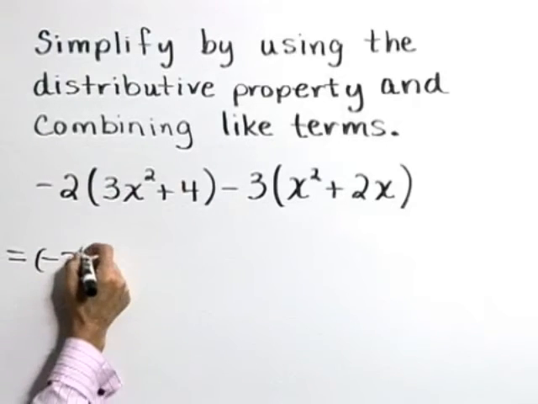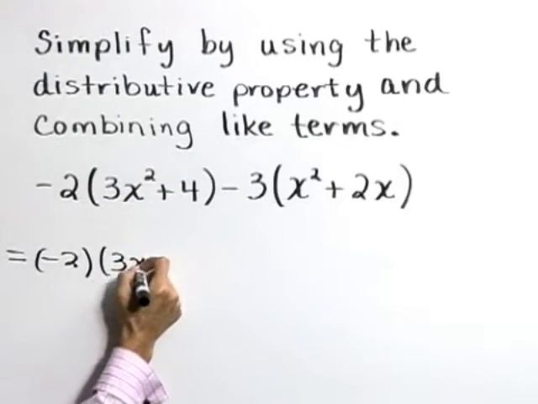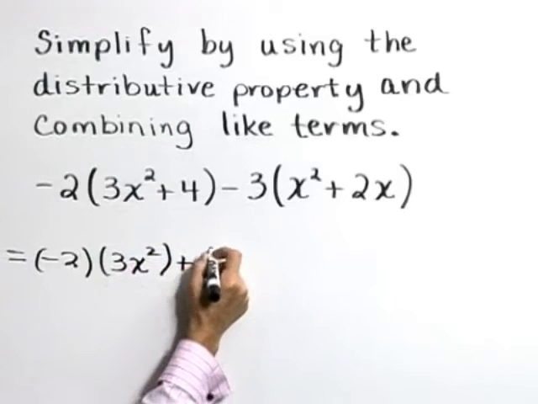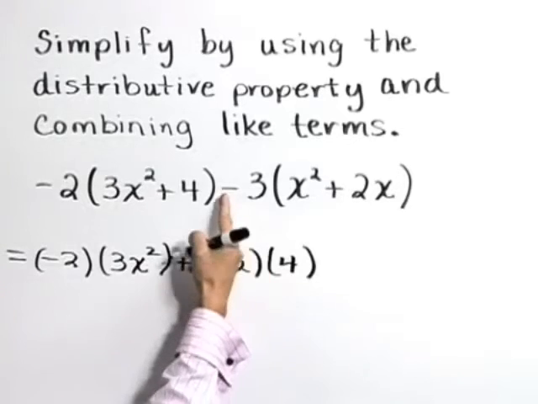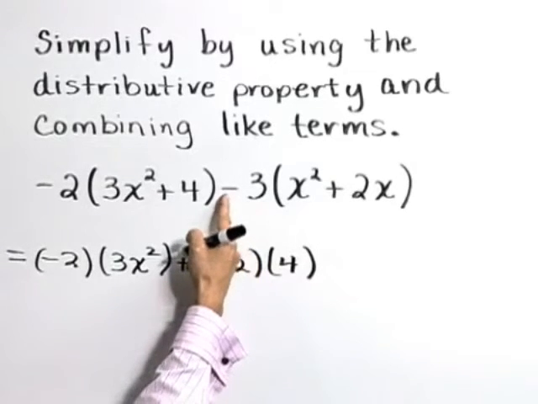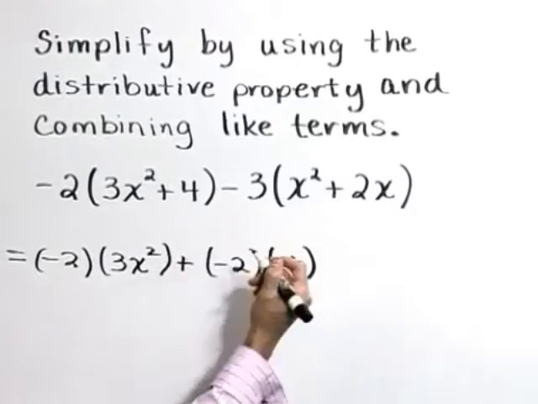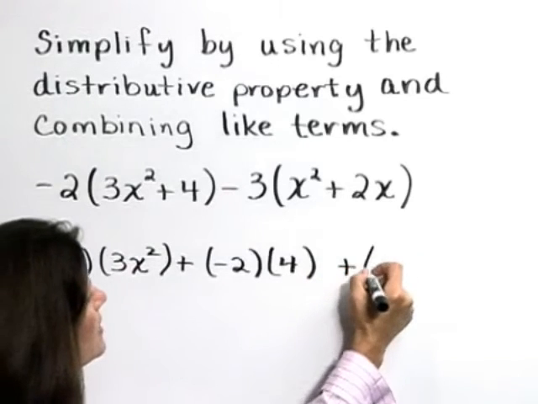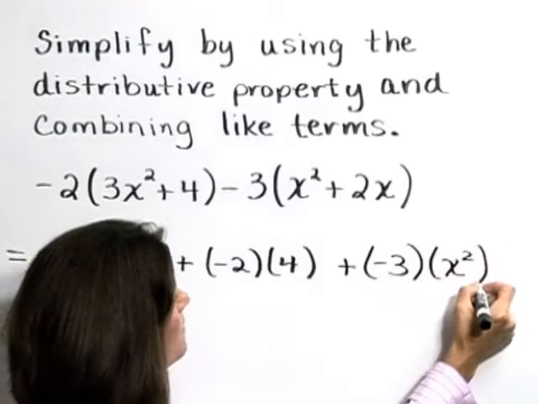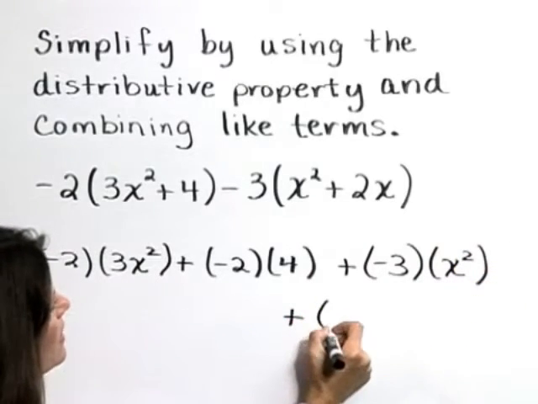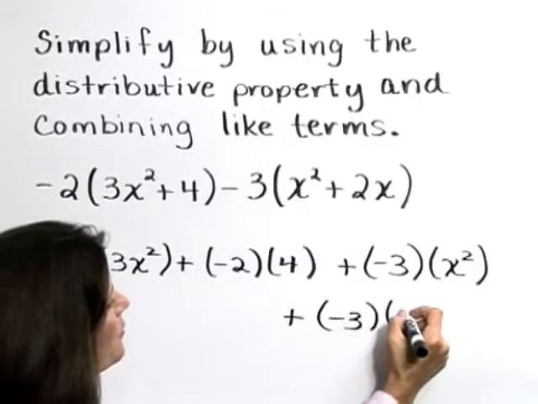We'll take that negative 2 times 3x squared plus a negative 2 times 4. And with the second grouping symbol, I'm going to think of that as plus a negative 3. So let's write this as plus a negative 3 times x squared and plus a negative 3 times 2x.